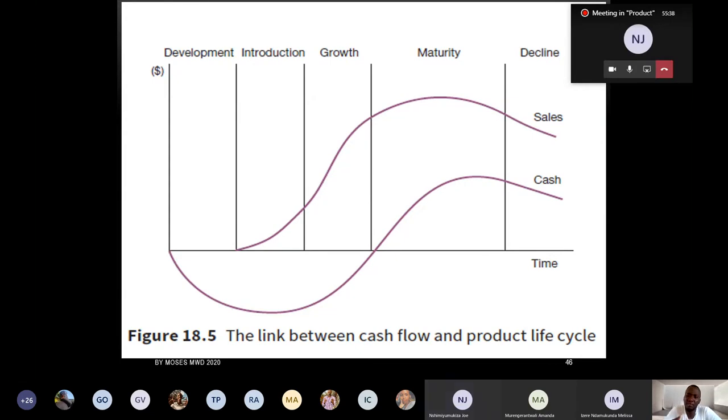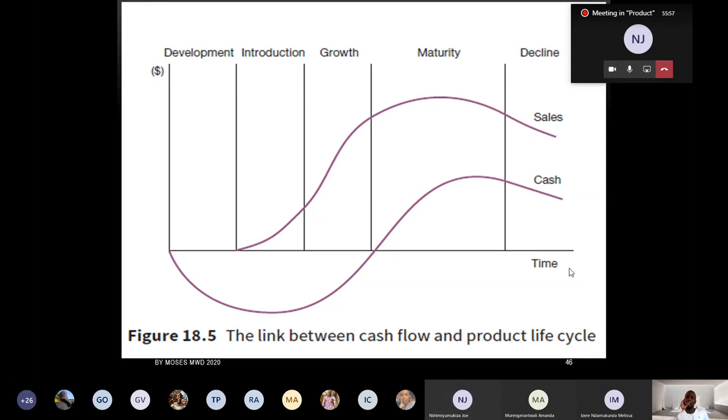Am I communicating? Yes, sir. Yeah. So everyone would love maturity. Here you are selling a lot, but the difference between today and tomorrow and the next month is not always bigger, but you are selling a lot. So let us go to cash flow.